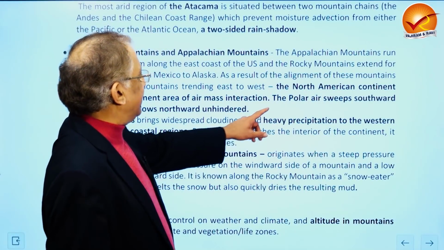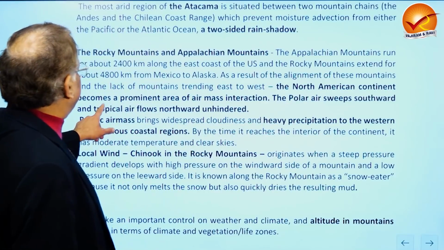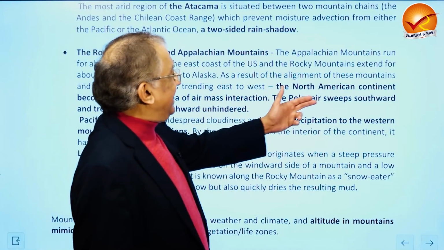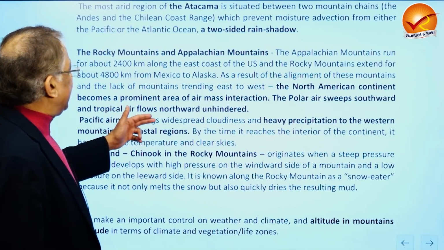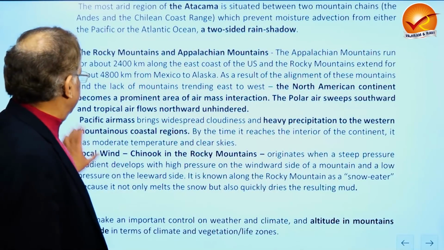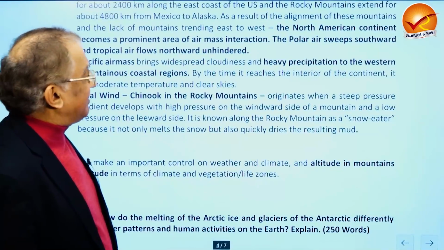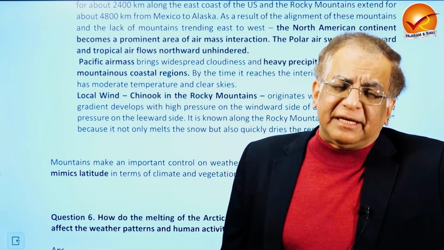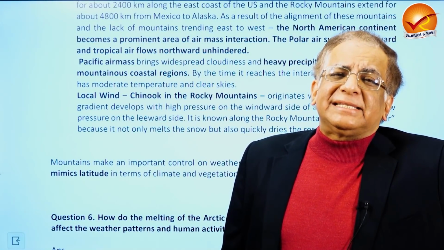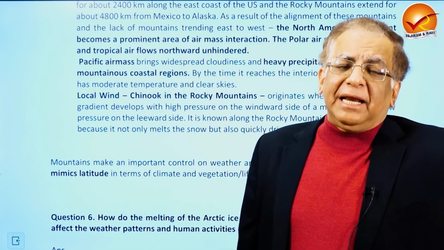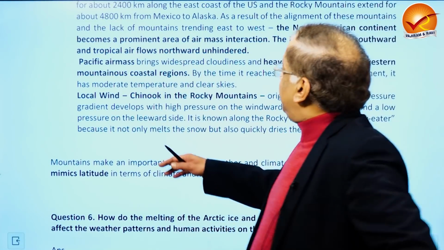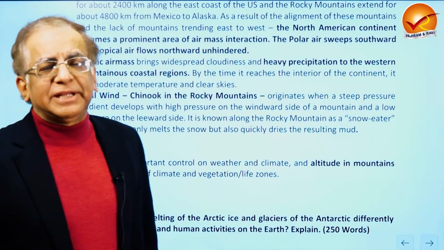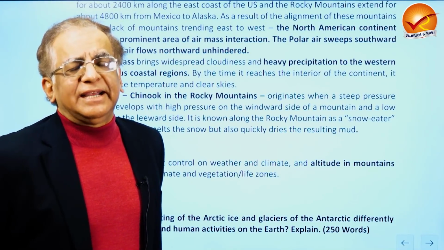So I write right here, the North American continent becomes a prominent area of air mass interaction. The polar air sweeps southward and tropical air flows northward unhindered. And a second example I can give here is, since we have the Rockies on the western side of the North American continent, these mountains do not allow the Pacific air mass to go and give much precipitation in the eastern side of North America.